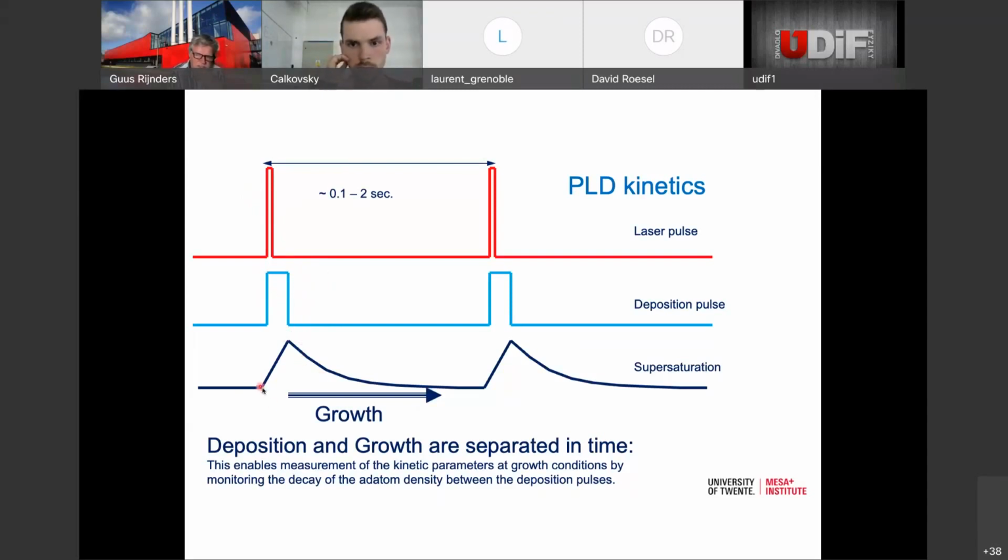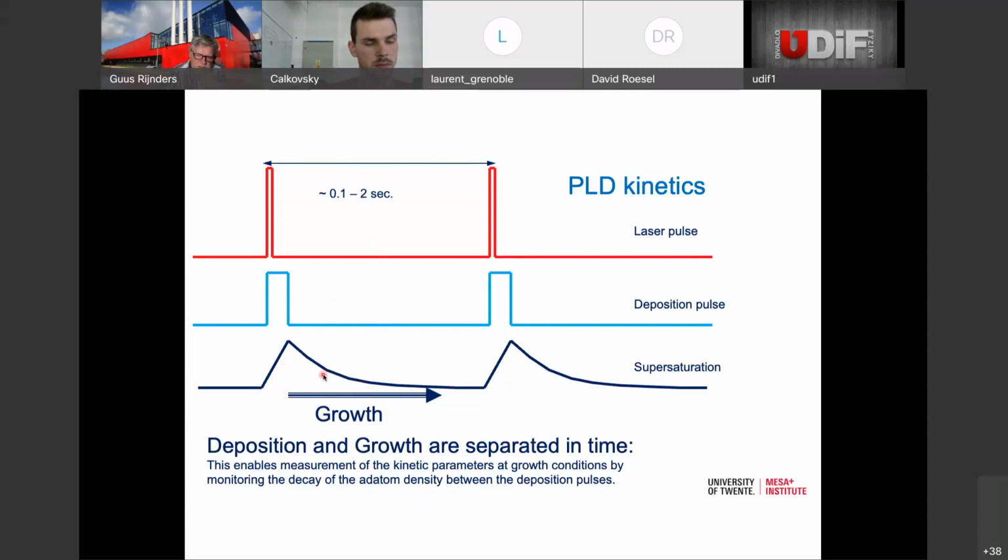And actually what is nice about pulse laser deposition, that because of this very fast deposition pulse, you actually increase the supersaturation at the surface of such a substrate, which makes that the driving force to get from the gas phase to the solid phase is very high. So you get a very high nucleation rate on top of the surface, or a growth there. And of course, in between the pulses, there is no deposition. Then this supersaturation drops until the next pulse is coming.